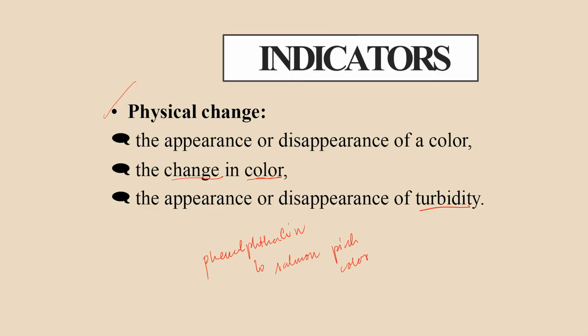Okay, so again, the indicators that we use vary. Different types of indicators would give us a different color as well. So be mindful and be careful of that. Maybe we already had a color change but we don't want to consider it as the endpoint because the color that came out is not salmon pink. Okay? So again, it depends on the indicator being used.